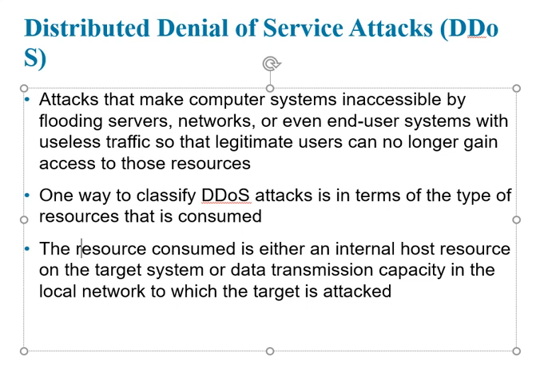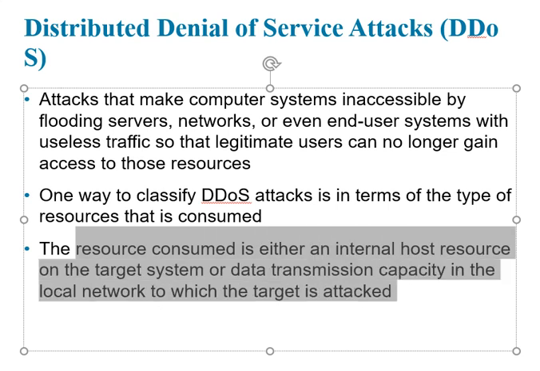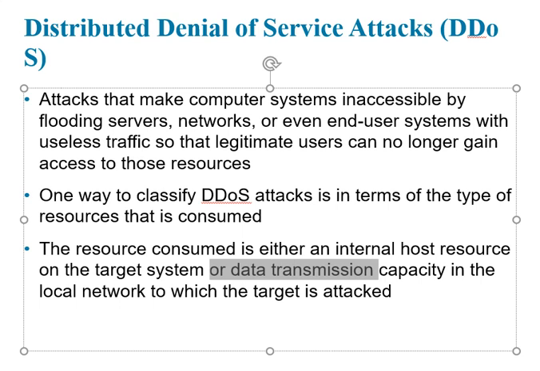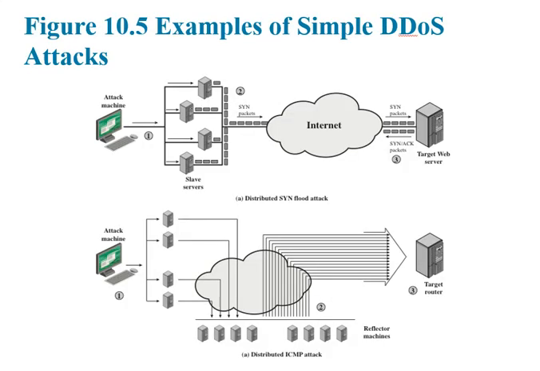Okay. So the resource consumed is either an internal host resource or the target system or data transmission capacity. So data transmission capacity is more on the network bandwidth. This internal host is more on the processor, memory. So this is an example of simple DOS attack, DDoS attack.